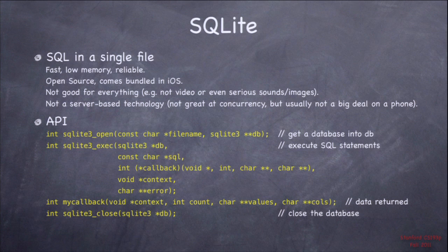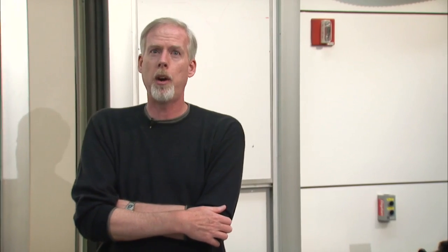The callback has this form, my callback, a void star, which is that same context you pass in the previous one, and then how many values you got and what the columns were, and then you close it. So it's a pretty simple API. You do all the programming here with the third line in yellow, which is that const char star SQL. Okay, that's where you're executing SQL statements. That's where the programming is happening using SQL, not using C or Objective-C or anything like that.